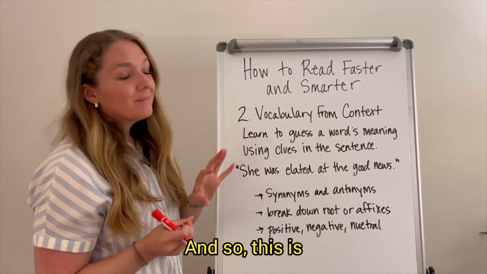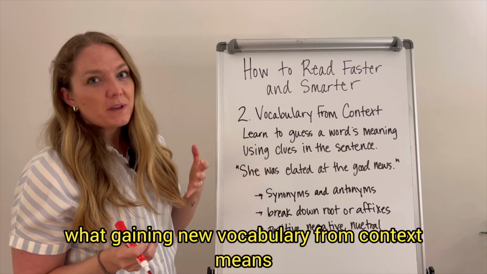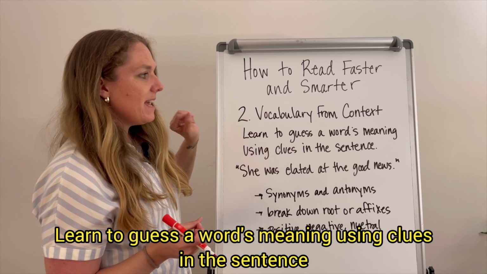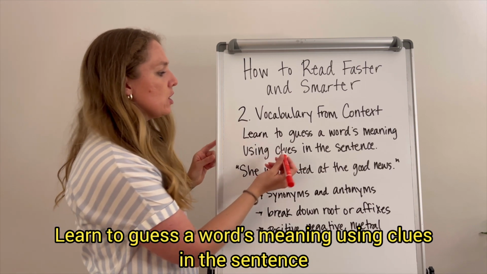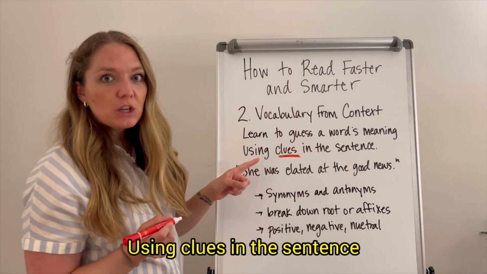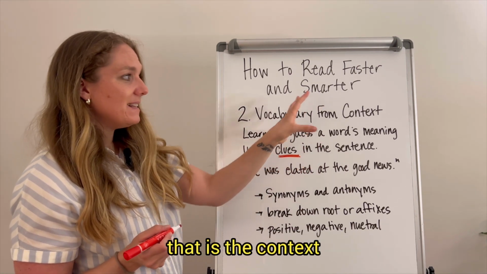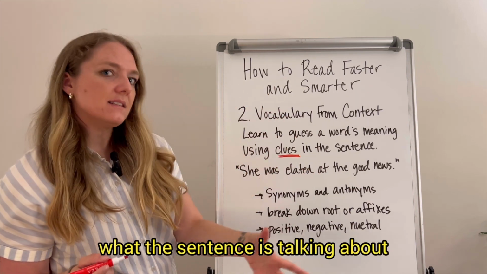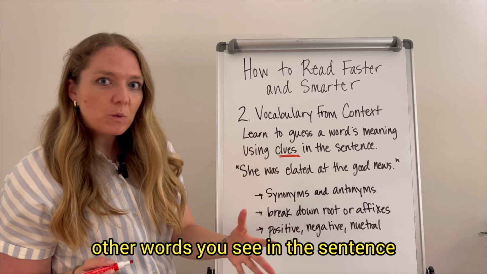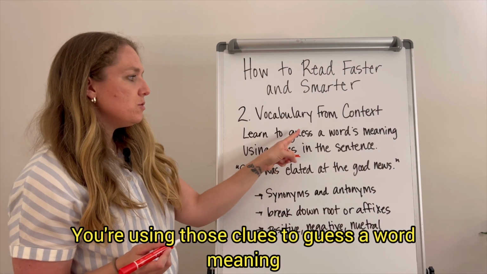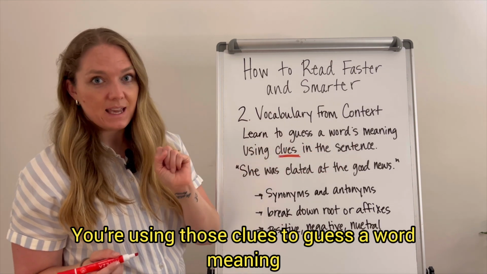And so, this is what gaining new vocabulary from context means. Learn to guess a word's meaning using clues in the sentence. That is the context: what the sentence is about, what the sentence is talking about, other words you see in the sentence. You're using those clues to guess a word's meaning.